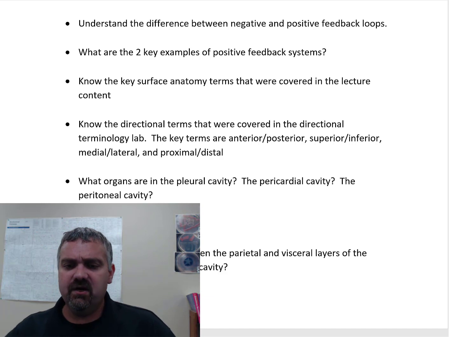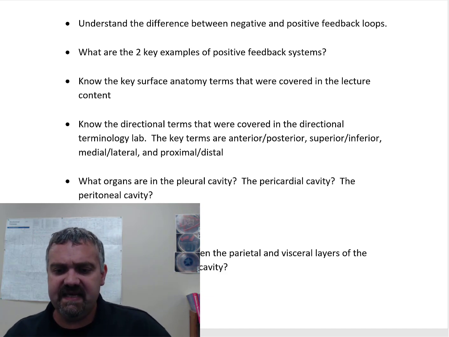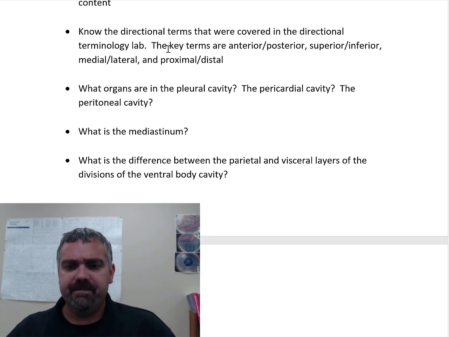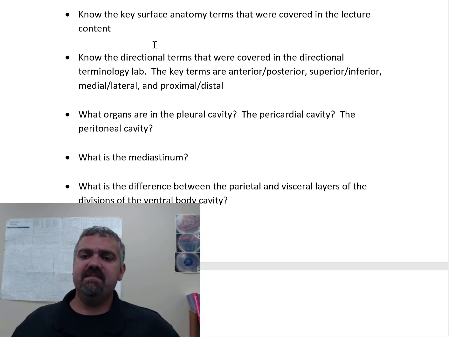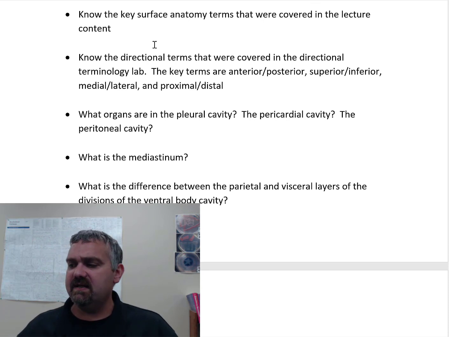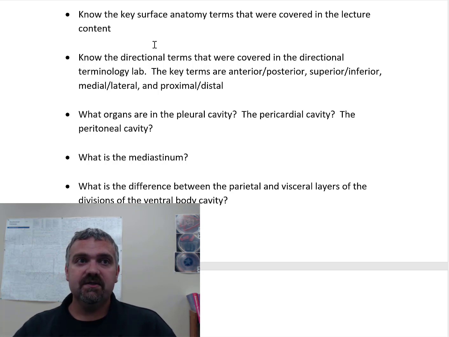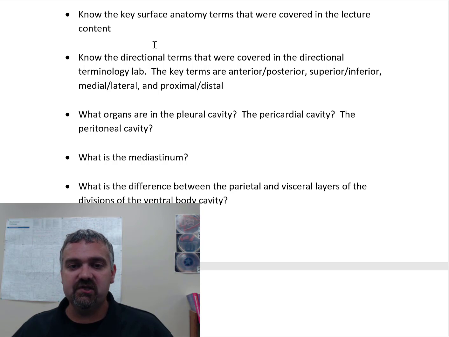All right, I'm not going to go through all this stuff here, but know the key surface anatomy terms. I have to add a page here so I can scroll. Okay, know the key surface anatomy terms that were covered in the lecture content. So that's going to be things like, I won't go through them all here, but make sure you know surface anatomy terms. First of all, why? So why do you need to know that the chin is the mental region? Why do you need to know that the armpit is the axilla, the arm is the brachium, these types of things?